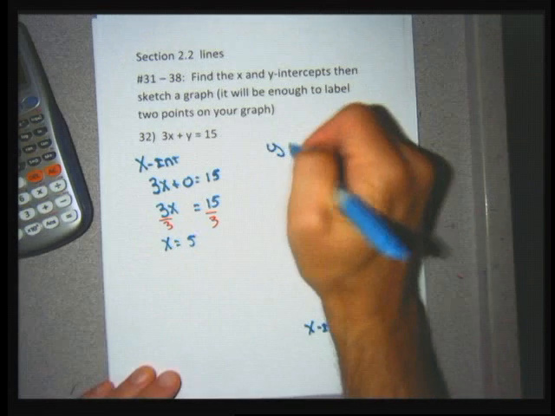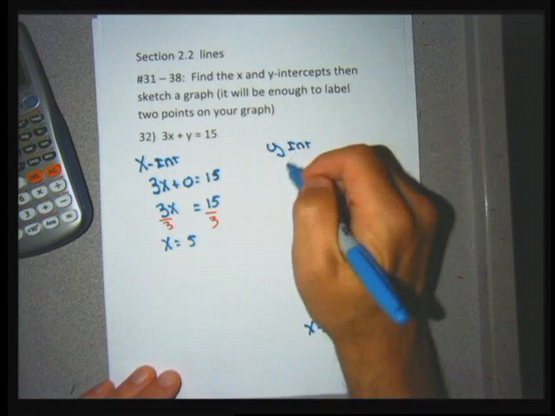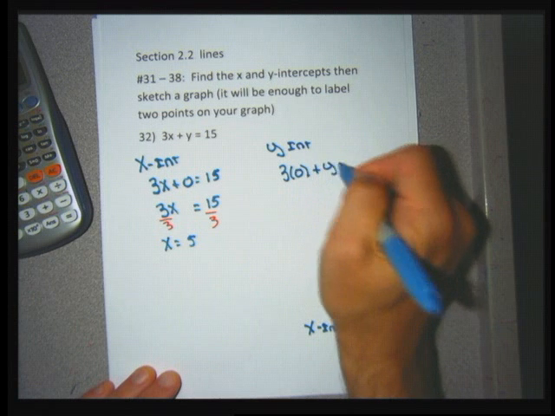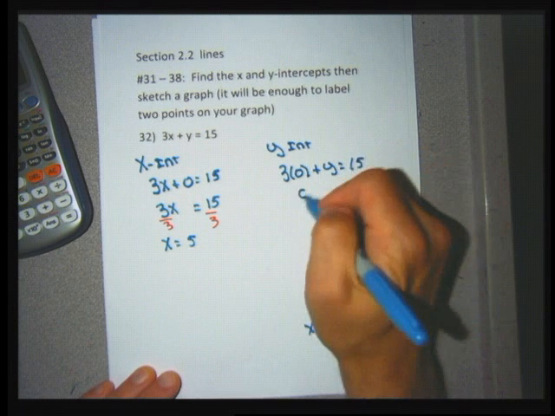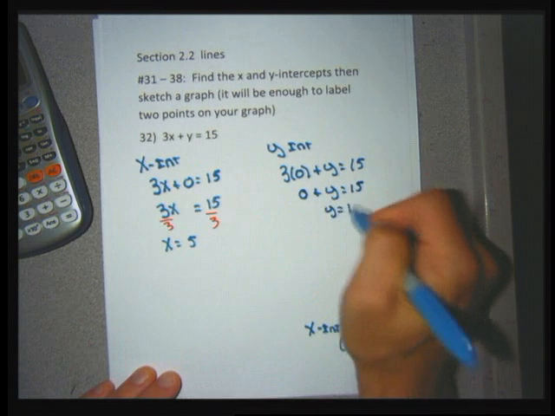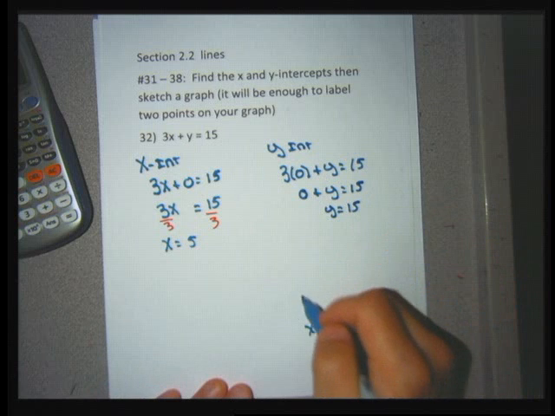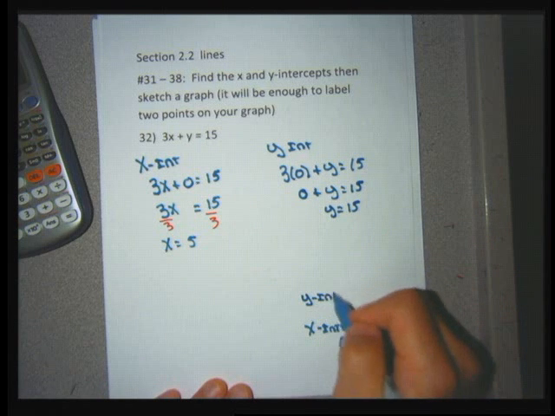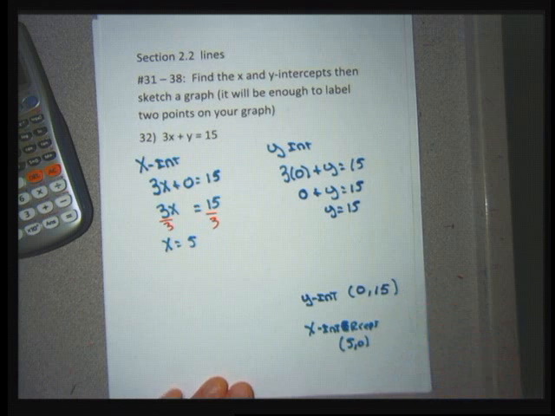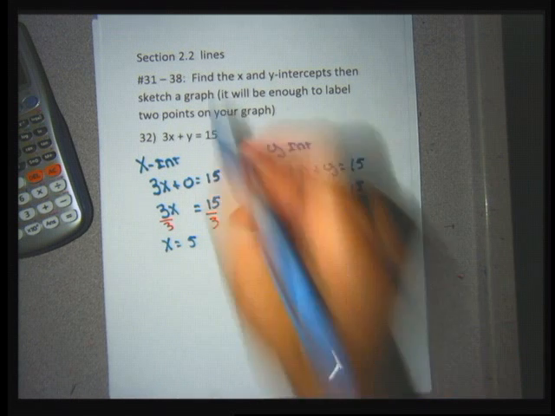For the y-intercept, I plug 0 in for x and solve for y, so I'll go 3 times 0 plus y equals 15. This gives me 0 plus y equals 15. That gives me y equal to 15. So the y-intercept for this, since it's a point on the graph, it has both an x and a y. It's the point (0, 15). So I've done the first half of the instructions.